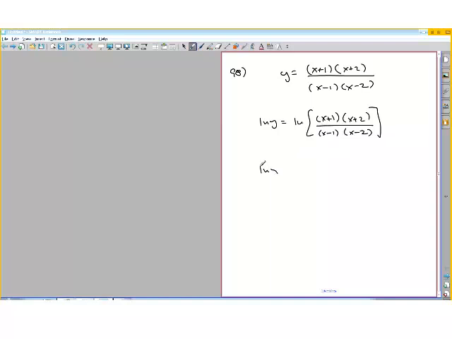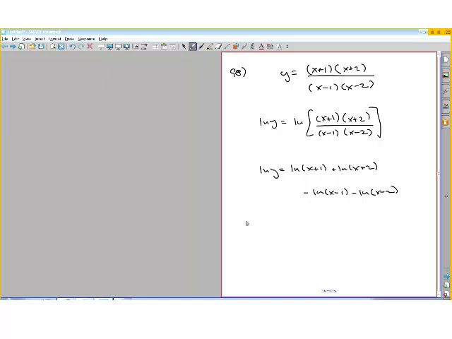So we can use the properties of logarithms. So we have the natural log of x plus 1 plus the natural log of x plus 2, minus, I did that wrong, plus the natural log of x plus 2 minus the natural log of x minus 1 minus the natural log of x minus 2. So these are the numerator, these are the denominator. Those are added, these are subtracted.